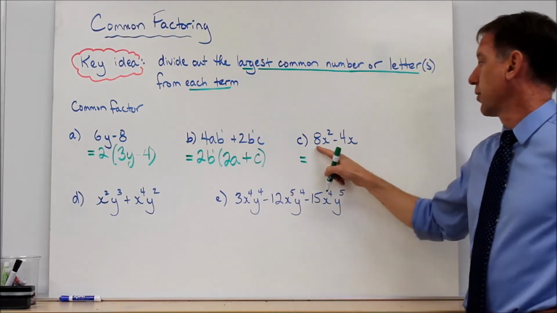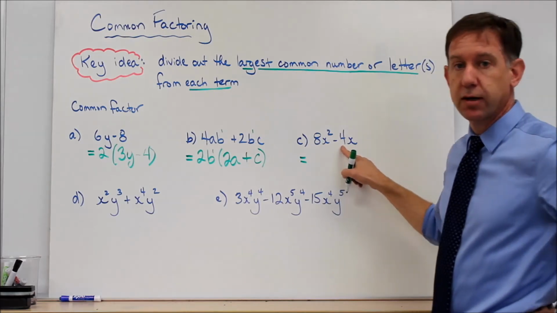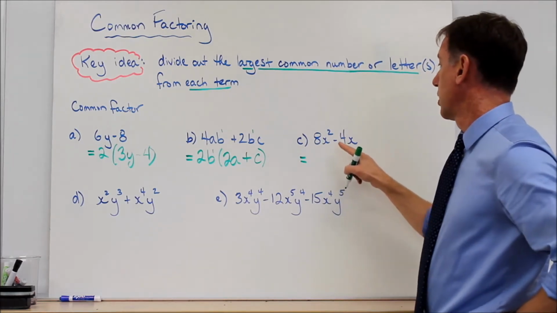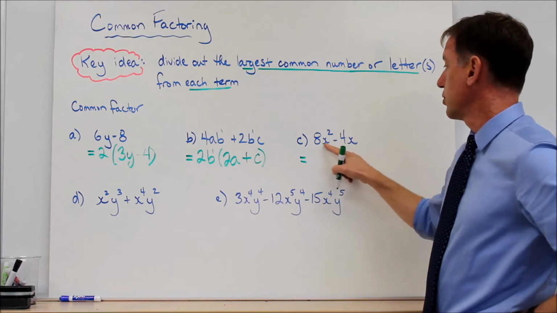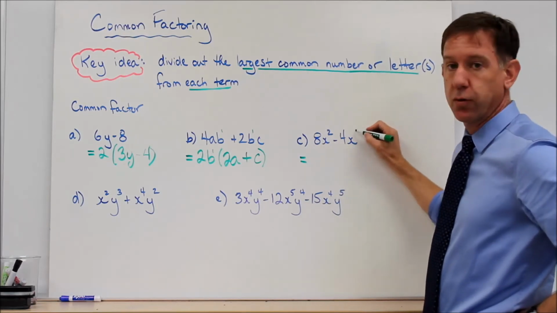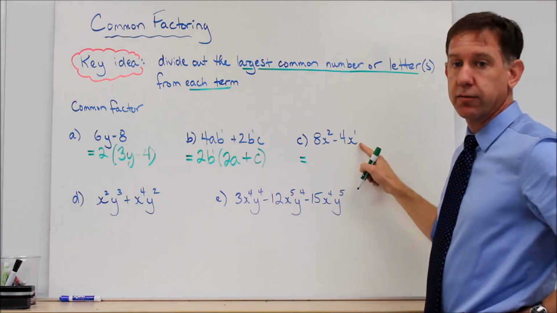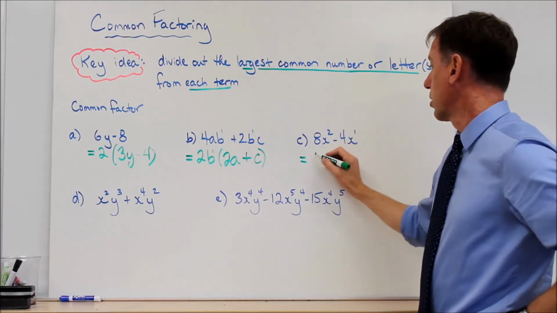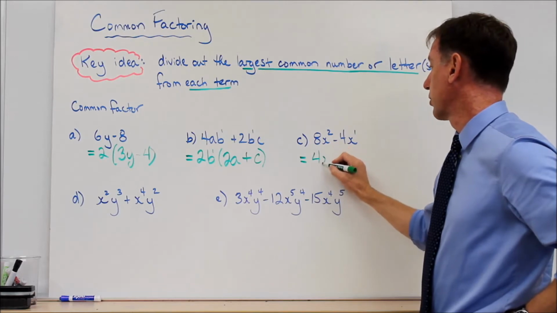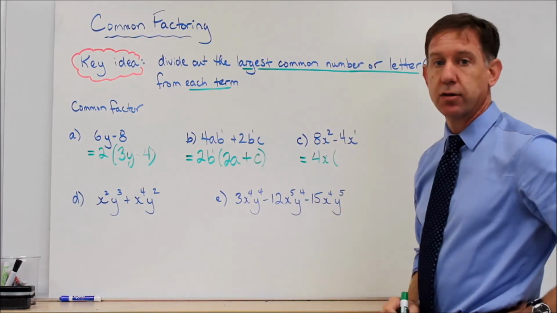For part C, scan through. We've got, for the numbers, at least a 4 that can be divided out in each term. And then for the x's, well, there's 2 x's here. There's 1 x here. You can write the 1 here if you'd like. So at least 1 x can be divided out from each term. So I'll write that common number first, write the common letter next, then actually go ahead and do that dividing.